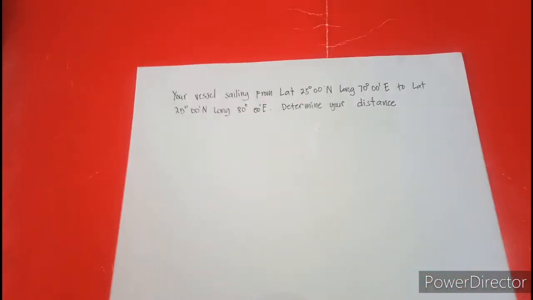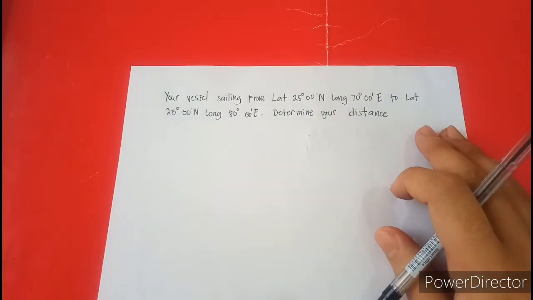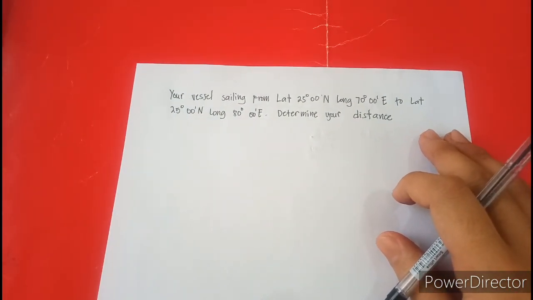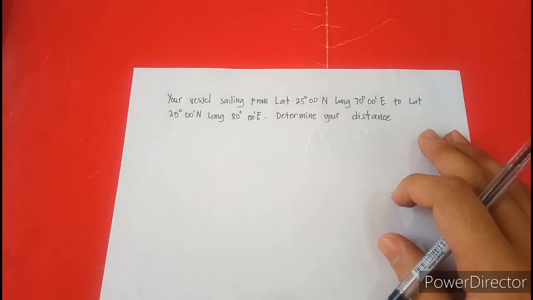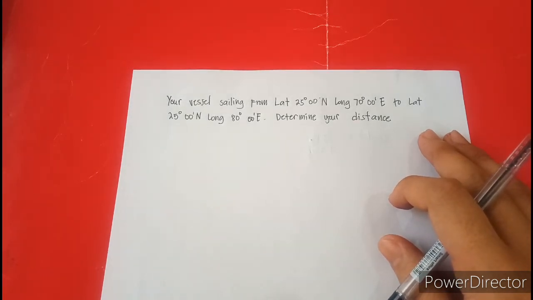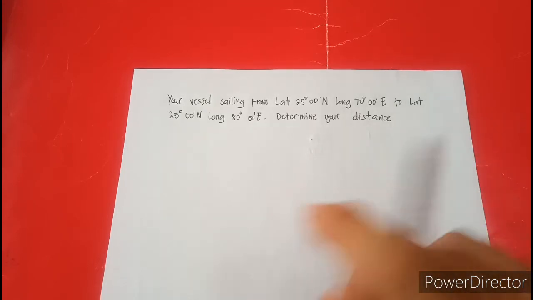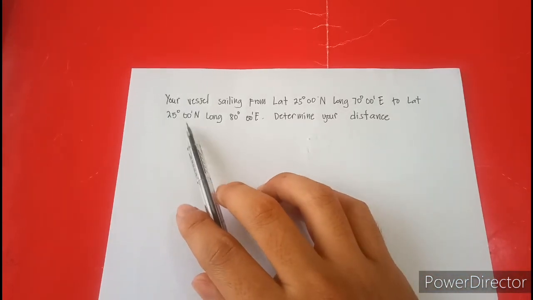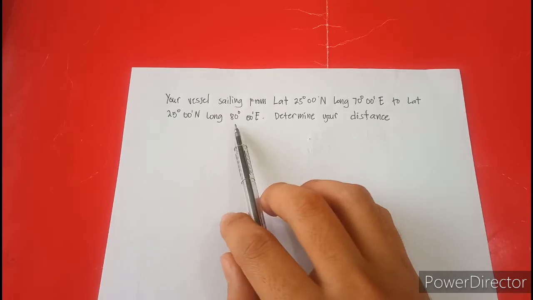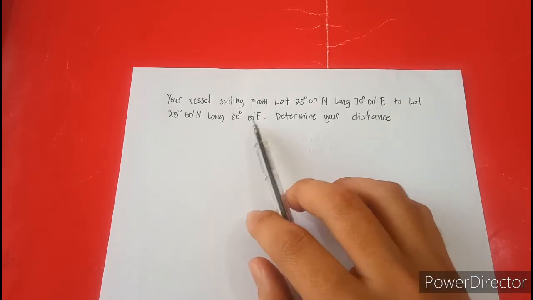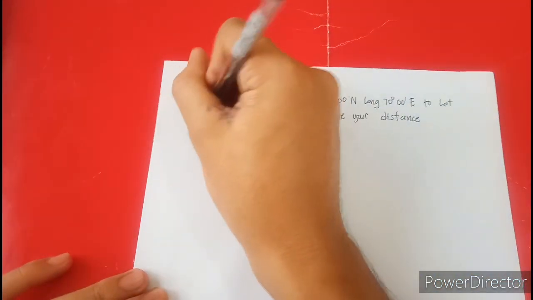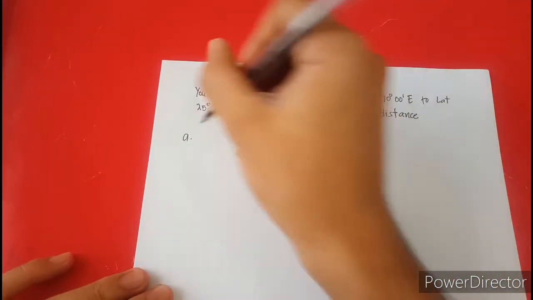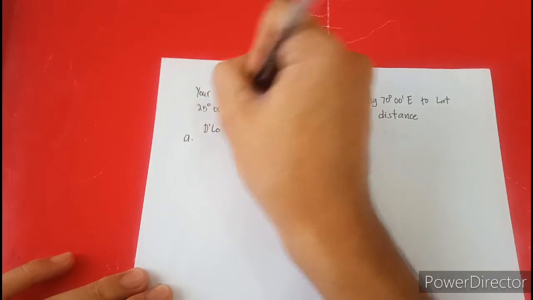For example, your vessel is sailing from latitude 25 degrees 00 minutes north and longitude 70 degrees 00 minutes east to latitude 25 degrees 00 minutes north, longitude 80 degrees 00 minutes east. Determine your distance. First thing we need to do is to find our difference of longitude.